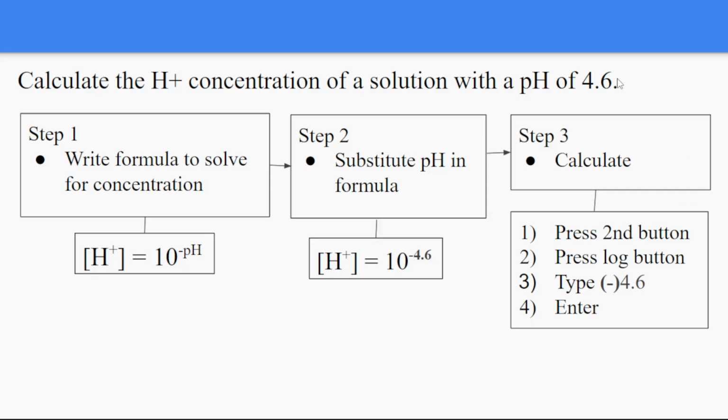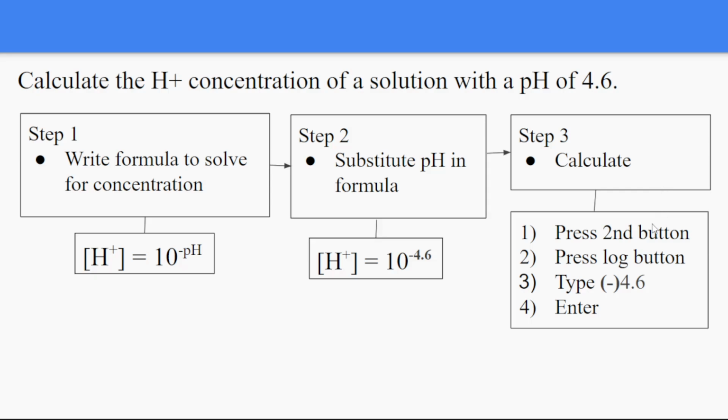So in this example, we're calculating the hydrogen ion concentration with a pH of 4.6. Same as before, just a different equation. So you write your equation. Hydrogen ion concentration is equal to the inverse log of the negative pH. Substitute your number, so negative 4.6. Our pH is 4.6, but we're going to substitute negative 4.6 because it's the negative pH.